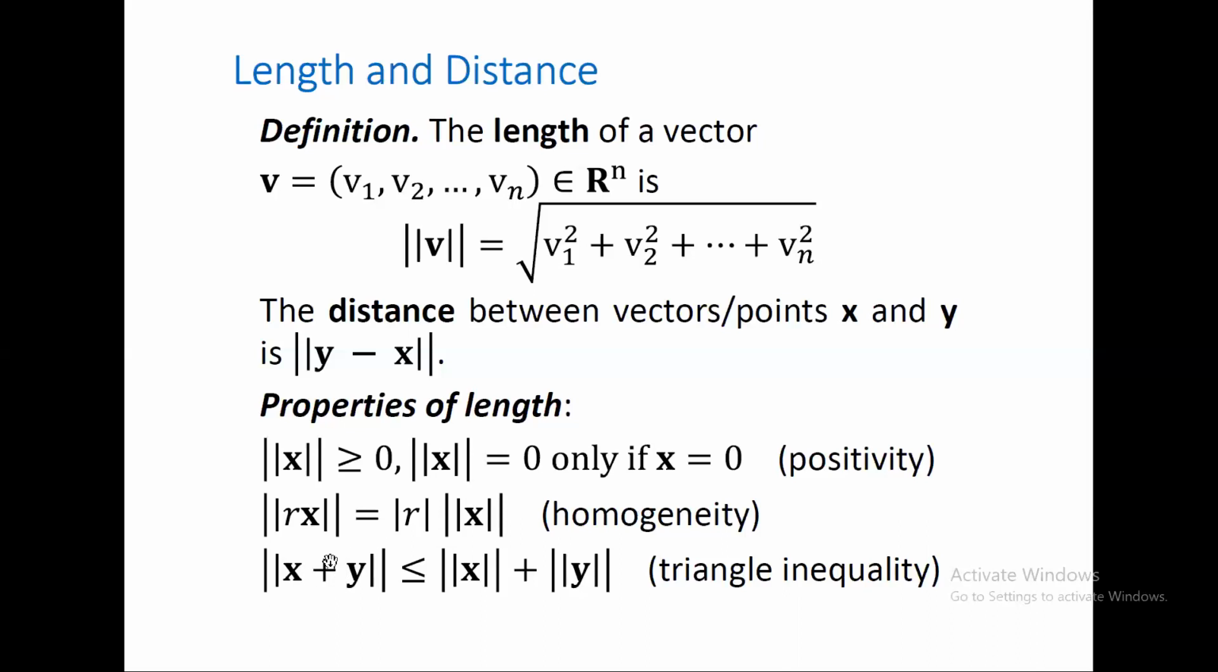Then the length of a vector which is the sum of two different vectors x and y can be considered as less than or equal to the sum of the lengths of each of those vectors. So this is the triangle inequality.